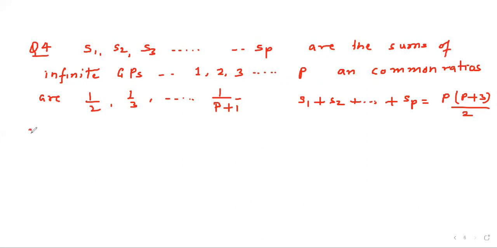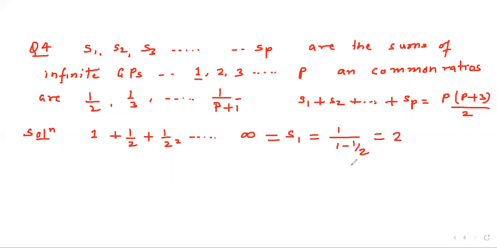So let's write the series. S1 is the sum of the GP whose first term is 1 and the common ratio is 1 by 2. So we can write 1 by 2 plus 1 by 2 square till infinity, which is equal to S1. We apply the formula. So it is 1 divided by 1 minus 1 by 2, which will give 2.